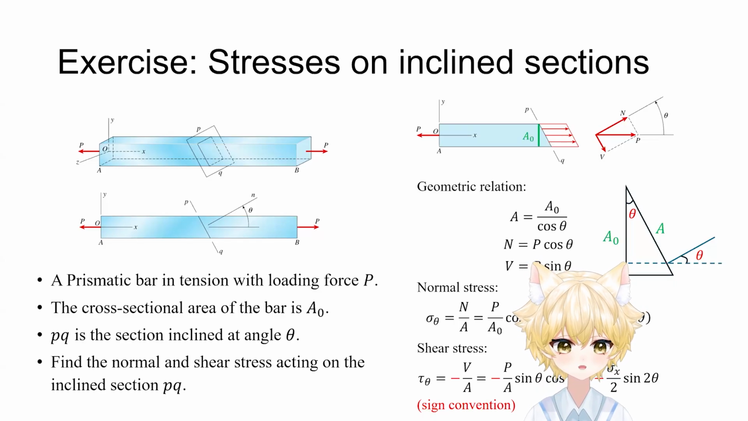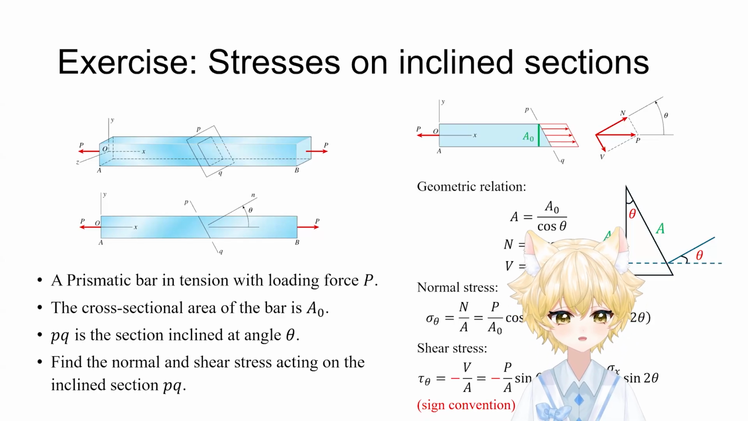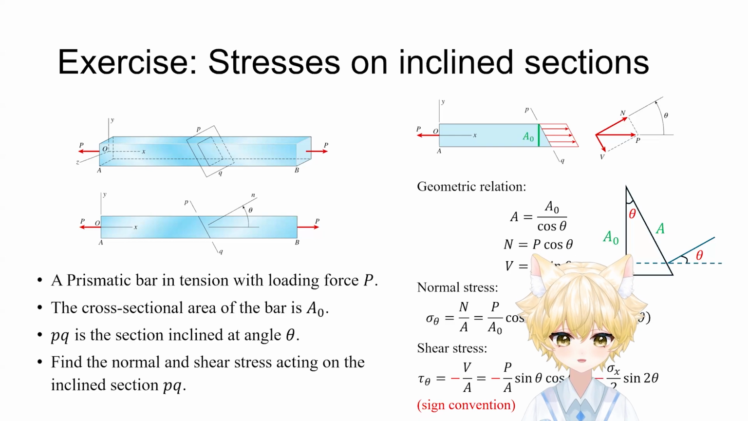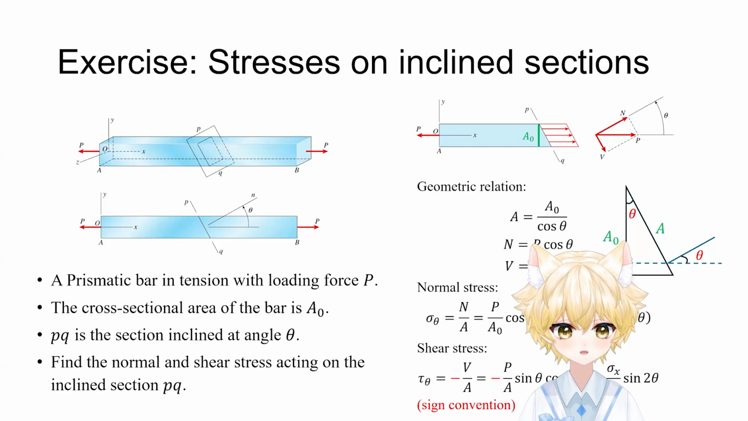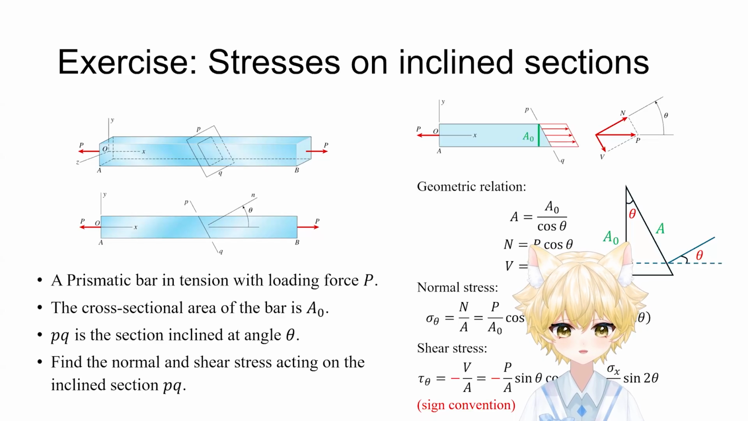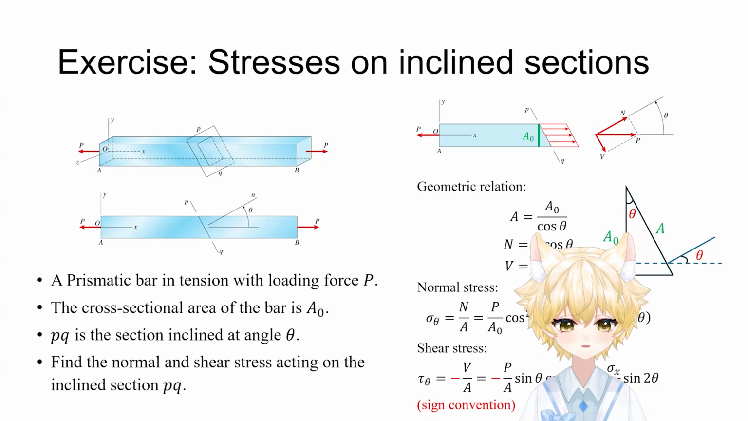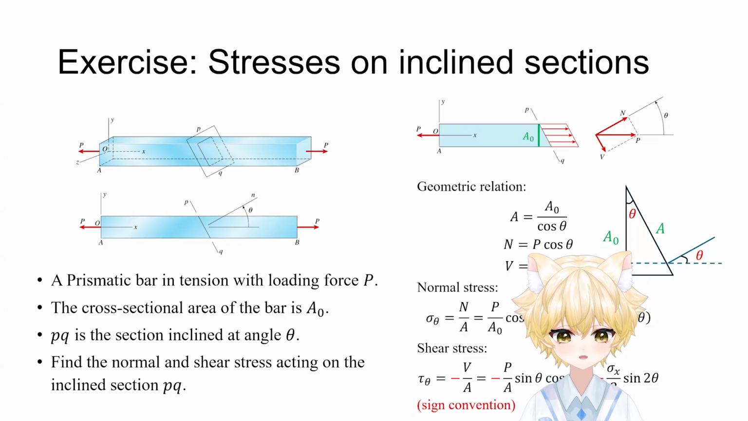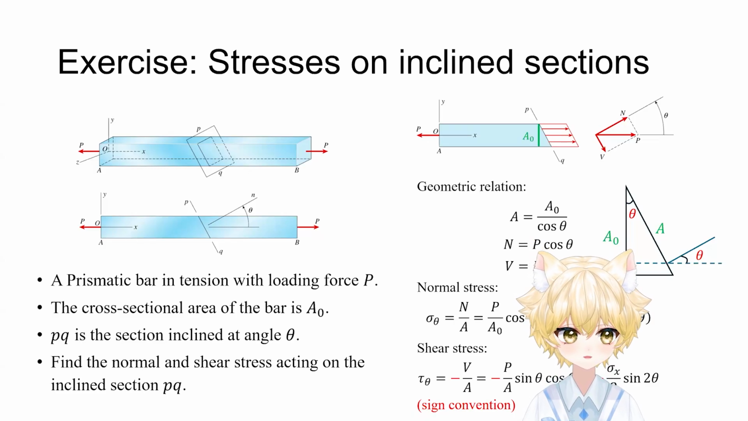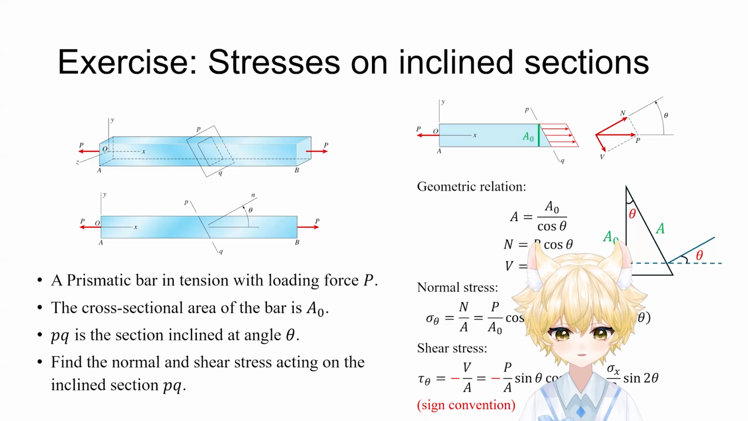Step 2 is to calculate the forces. Next, we look at the equilibrium. The external force P is horizontal, but to find the stress, we need the forces that are perpendicular and parallel to our new cut surface. So we need to decompose the force P. The normal force N is acting perpendicular to that cut, which equals P times cosine theta. The shear force is sliding along the cut, which equals P times sine theta. Right? This is a simple decomposition of vectors to the perpendicular and parallel directions.